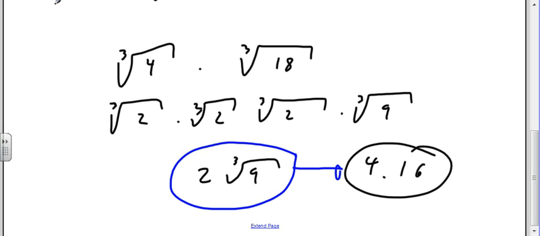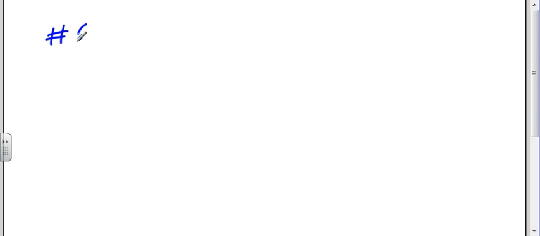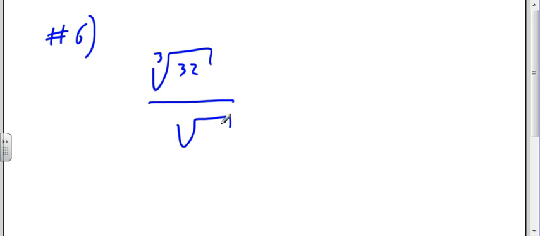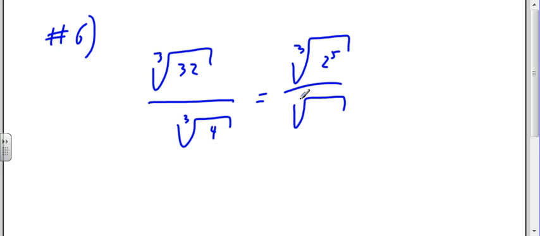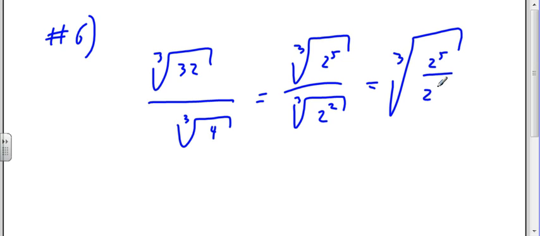All right, we'll do number 6 next. The third root of 32 divided by the third root of 4. I would rewrite that as the third root of 2 to the 5th divided by the third root of 2 squared. Then that's the third root of 2 to the 5th over 2 squared, which is the third root of 2 cubed, which is 2.